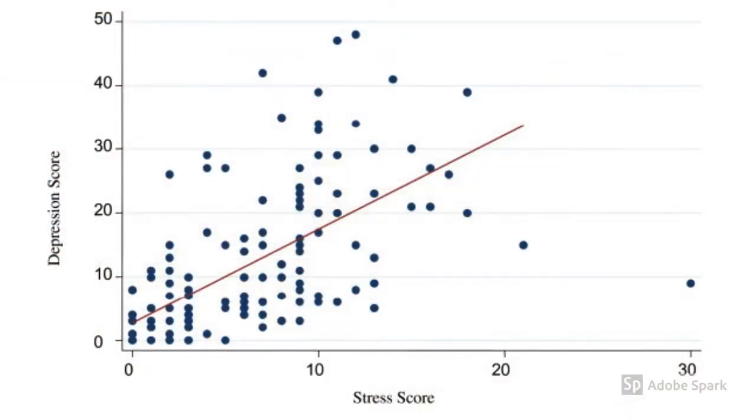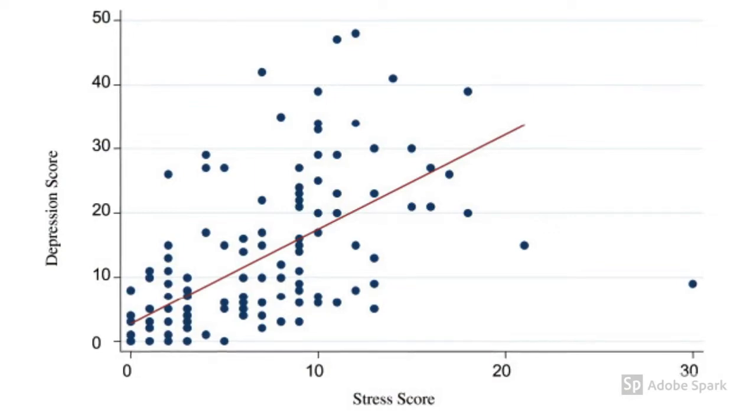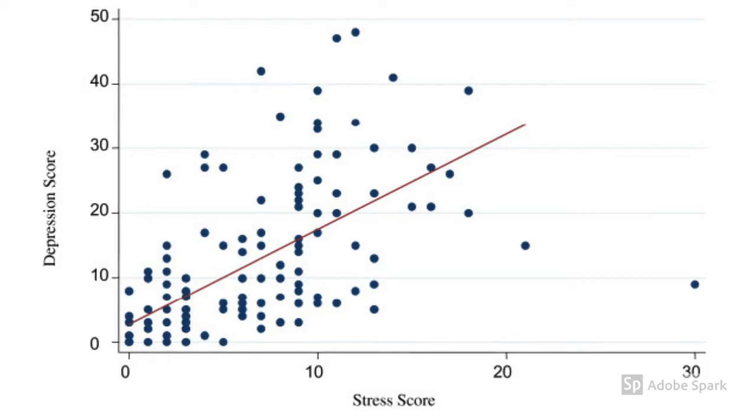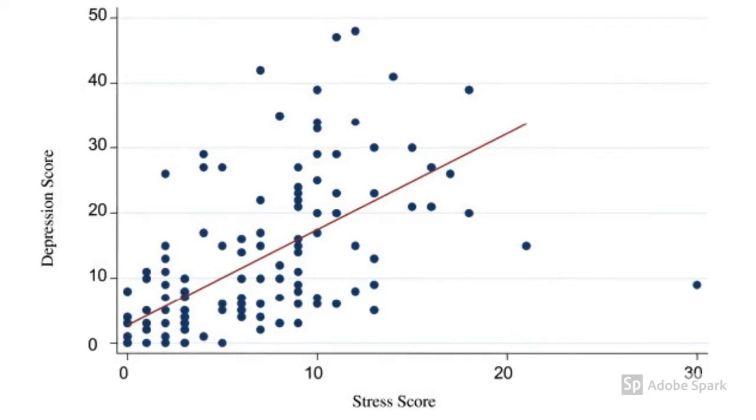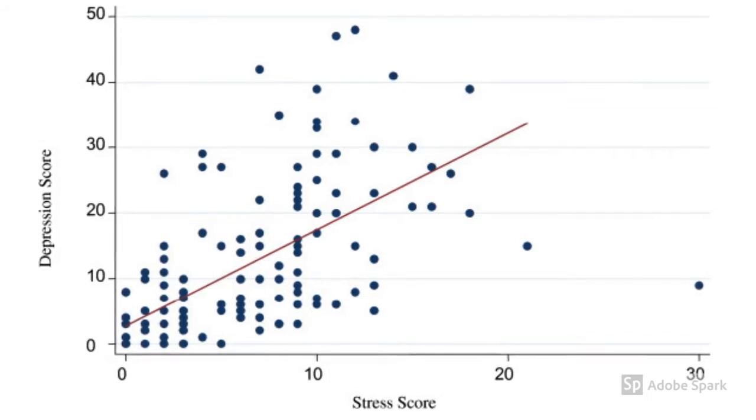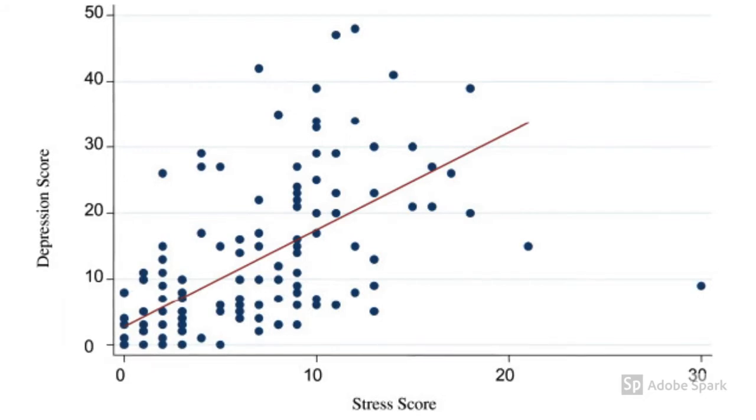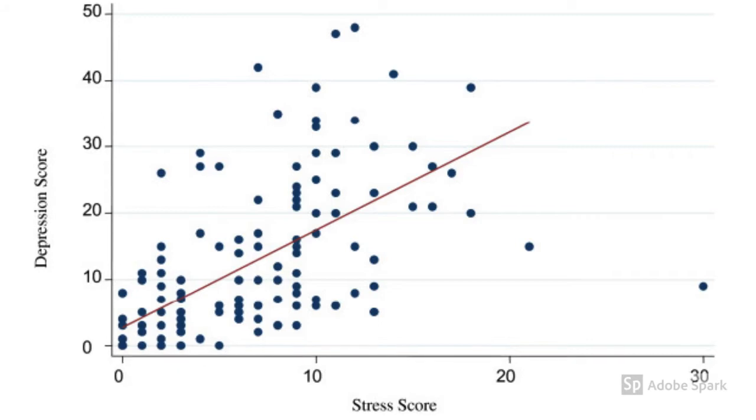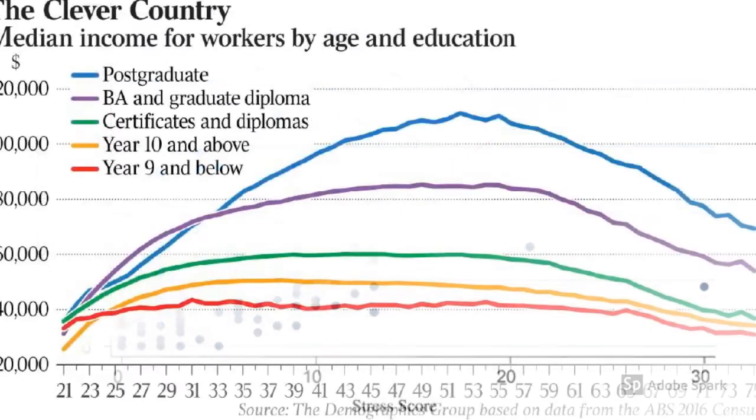This scatter graph comes from a journal article about antenatal depression. It shows the relationship between stress levels along the bottom and depression levels up the side. A line of best fit has been drawn through the middle of the points. This shows the general trend of the data. As you can see, as stress score increases, depression score also increases.